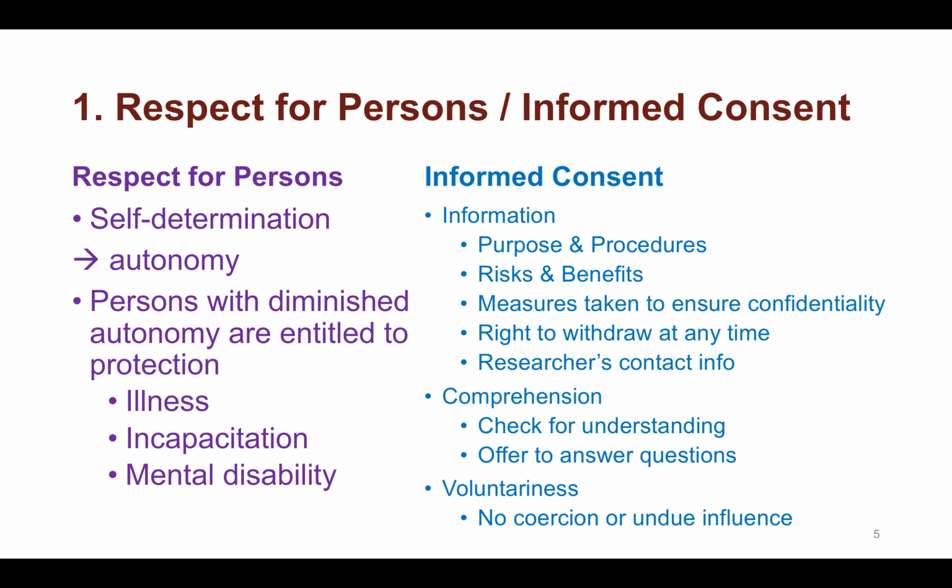They need to be given certain practical information, like the researcher's contact information in case they want to ask any questions or contact the researcher to leave the study or things like that. And then another important piece of informed consent is comprehension. So the researcher not only needs to inform the participant, but needs to check and make sure that they understand the information, offer to answer any questions, etc.